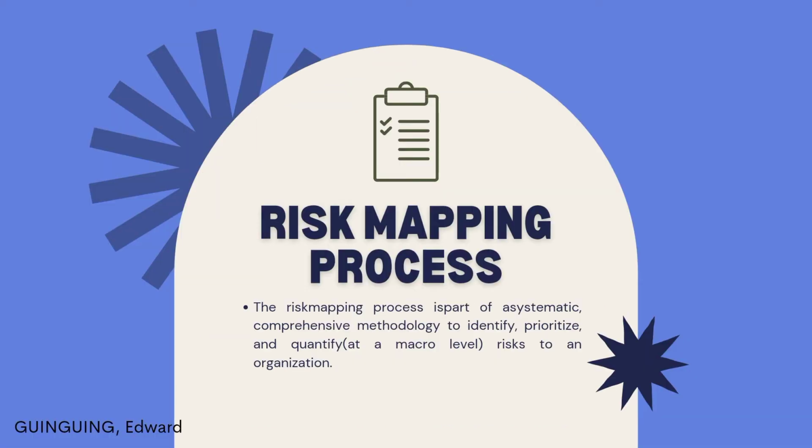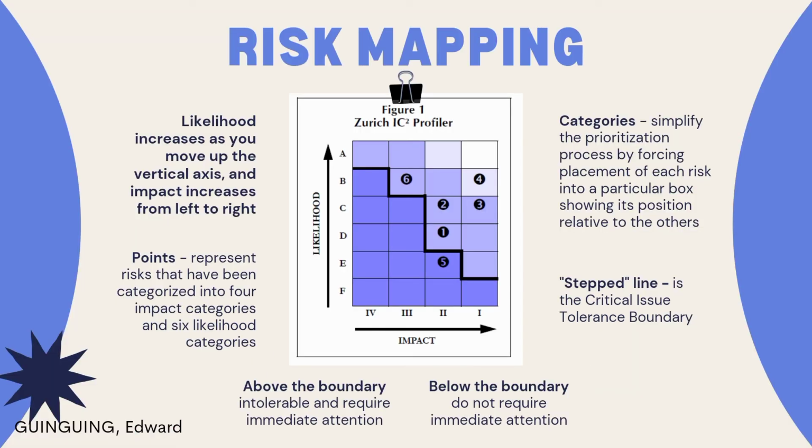Now, we already learned that a risk map is a graphical depiction of a selected number of companies' risks designed to illustrate the impact or significance of risk on one axis and the likelihood or frequency on the other. The risk mapping process is part of a systematic, comprehensive methodology to identify, prioritize, and quantify risk at the macro level to an organization. This is an example of a risk mapping profile as shown a while ago by Aryan.